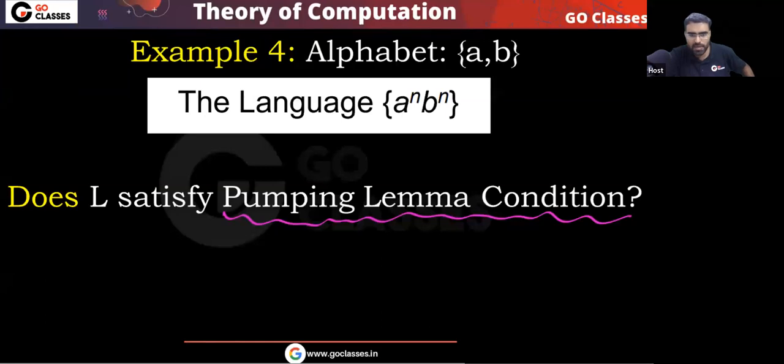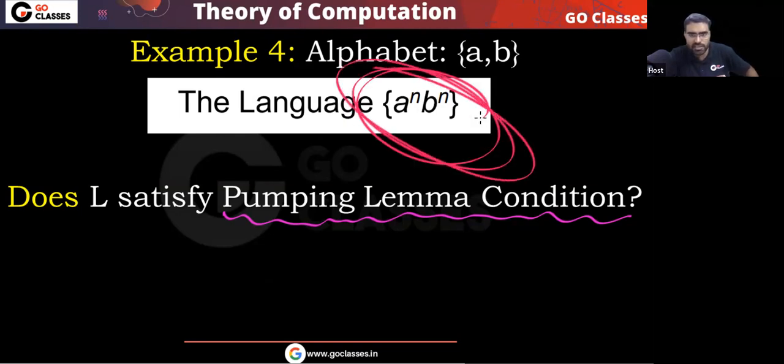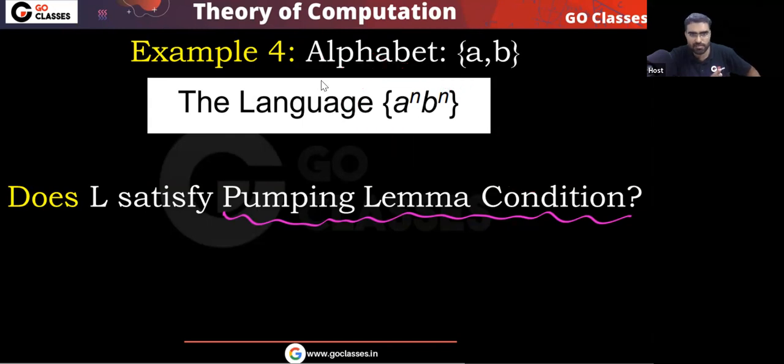You tell me one thing: what is the starting point of pumping lemma? The starting point of pumping lemma says there is a magical number. Yes or no? We want to check whether this language has a magical number or not. We want to find out, does this language have some magical number? Will it satisfy the test of pumping lemma?